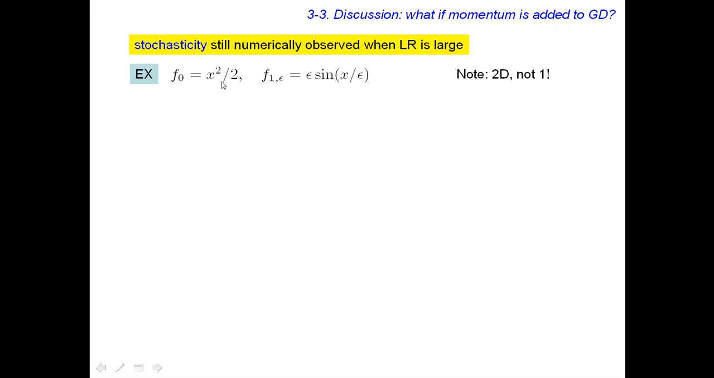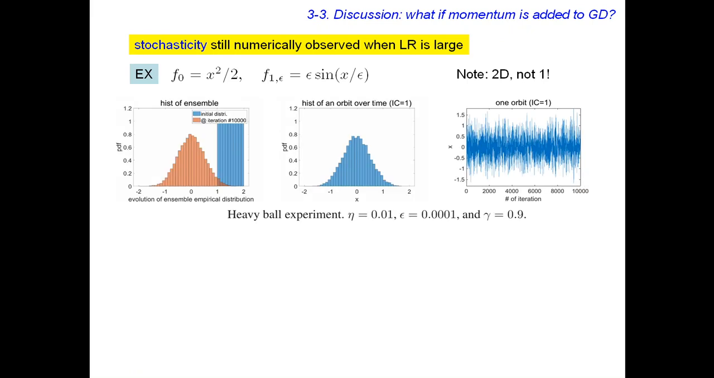So here is a simple demonstration. I used just this simple quadratic. The microscale is again some periodic oscillations. But even though this is a one-dimensional potential, the iterations will actually be in 2D because momentum is introduced. So that's why the analysis is actually hard. But numerically, we did observe stochasticity. Again, a uniformly distributed initial condition gets evolved into this limiting distribution. If you change the initial distribution, you will get the same thing. And the histogram of an orbit also agrees with the limiting distribution. One orbit looks like this.